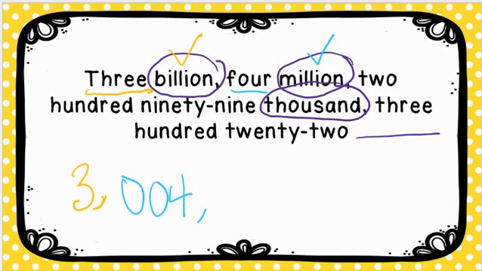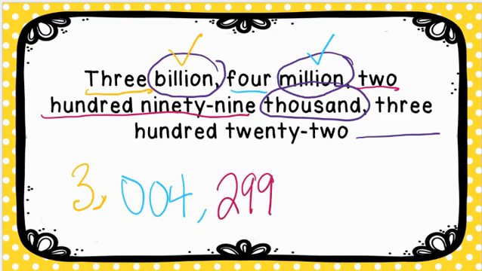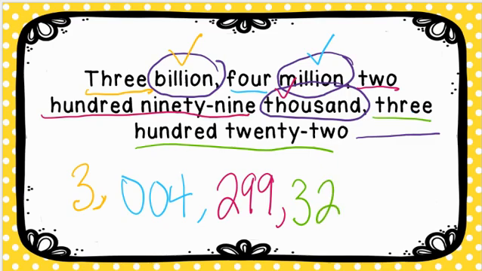All right, let's do our next section. 299. 299, and then thousand. So we need our comma. And then finally, 322. That's all there is to it. Chunk and read, friends. Chunk and read.